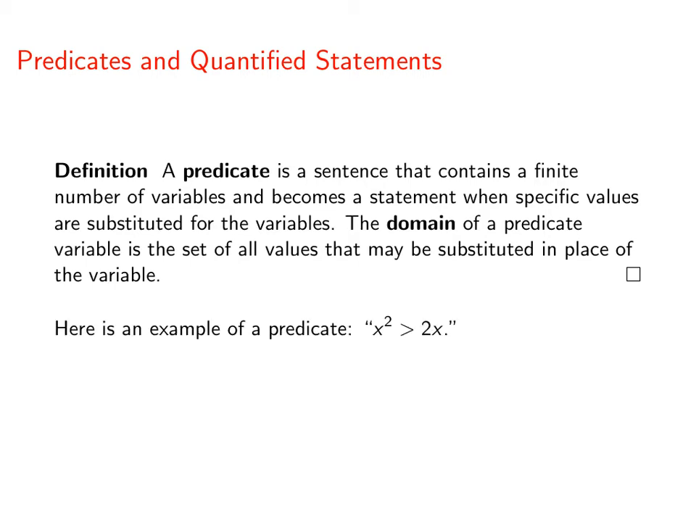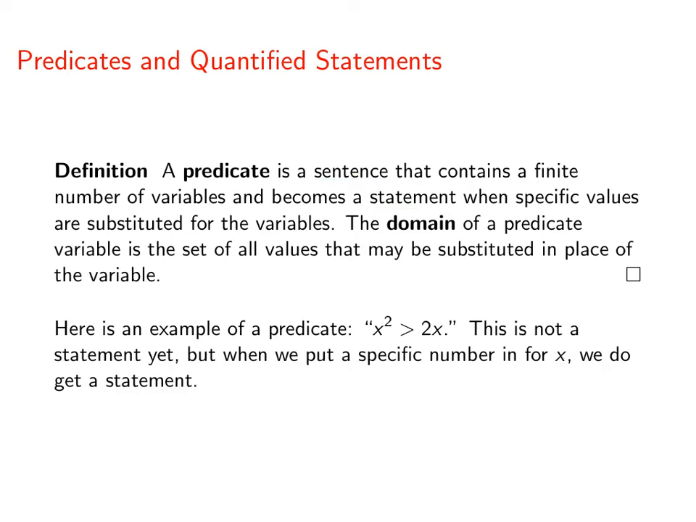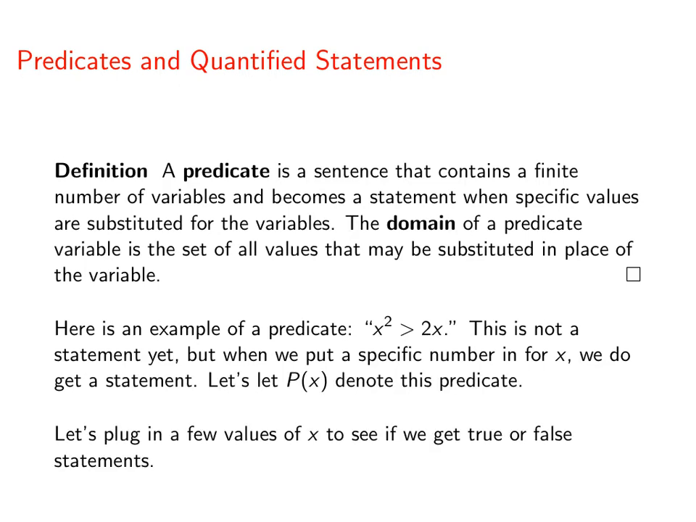All right, here's a simple example of a predicate: x squared is bigger than 2x. Right now, this is a sentence. We're going to make it into a statement when we plug in values of x. So if it's a sentence that's not yet a statement because of variables, that's what a predicate is. It's not a statement, but when we put in a specific number for x, we do get a statement. Now let's plug in a few values of x to see if we get true or false statements.